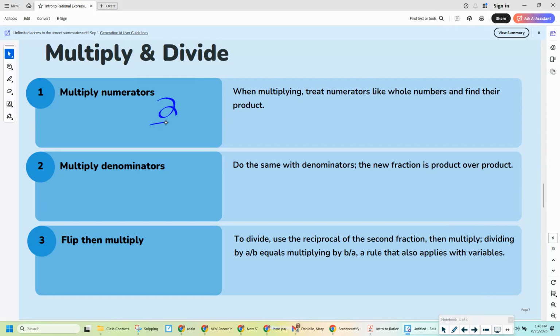So if you had 2/3 times 3/5, I would just multiply 2 times 3 to give me 6, 3 times 5 to give me 15. I noticed that those can be simplified by dividing them both by 3. So I would do that and that gives me 2/5. So that is how you multiply fractions.